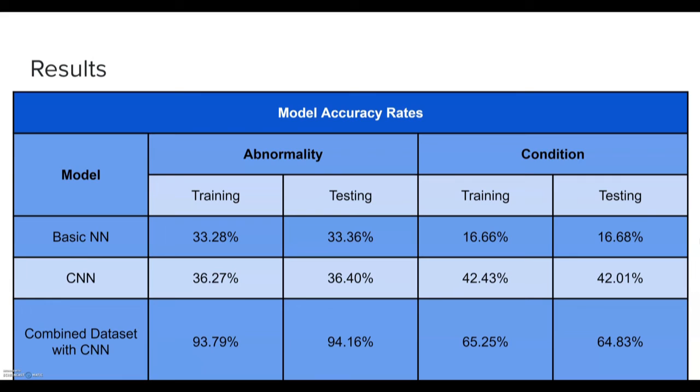As for the condition model, with a combined data set with a CNN, the accuracy rate was bumped up to around 65%, which, although not being the most accurate, is still helpful to doctors and is still nearly 4 times more accurate than simply taking a random guess as to what label an image is.